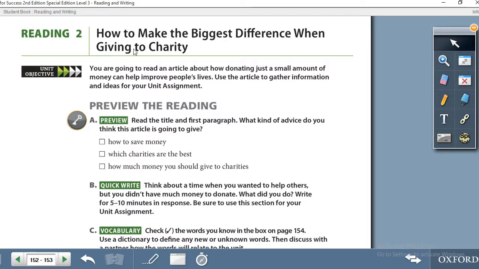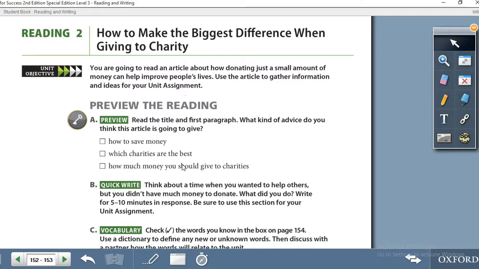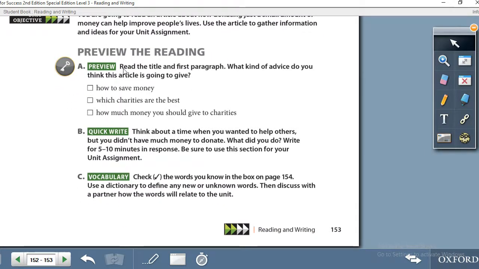Reading 2, How to Make the Biggest Difference When Giving to Charity. You are going to read an article about how donating just a small amount of money can help improve people's lives. Use the article to gather information and ideas for your unit assignment. Preview the reading. Exercise A. Preview, read the title and first paragraph. What kind of advice do you think this article is going to give? So after you have read reading 2, you will then choose a correct answer.